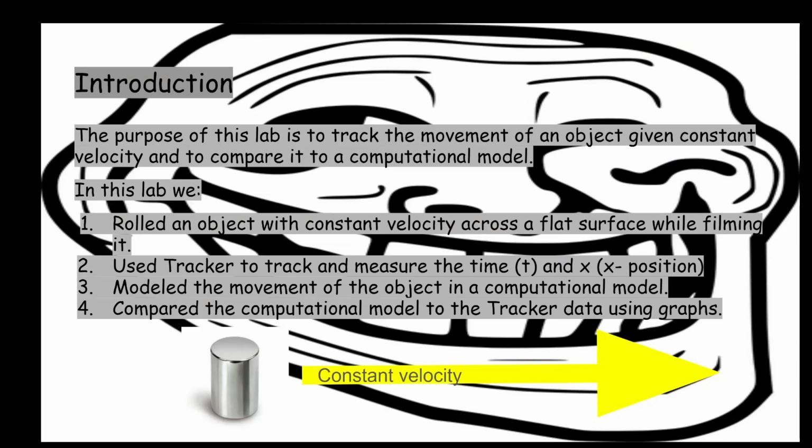So the purpose of this lab was to track the movement of an object given constant velocity and to compare it to a computational model. What we did was we filmed an object rolling with constant velocity across a flat surface, and then we imported that video into Tracker to measure the time and the position of the object. And then we modeled the movement of an object in a computational model, GlowScript, and then we compared the computational model to the Tracker using the graphs. Eventually, we saw that the graphs were pretty much similar, just for little deviations in the beginning and the end.